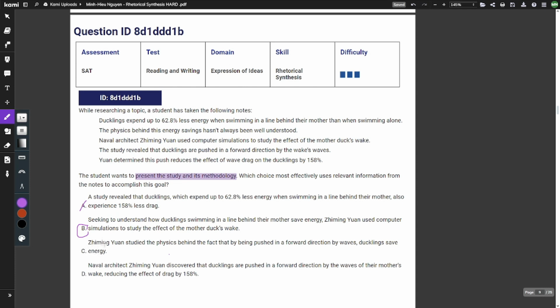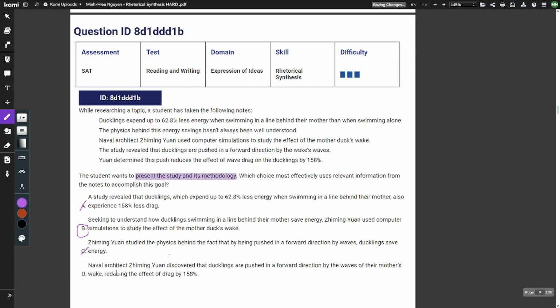C. Jiming Yuan studied the physics behind the fact that by being pushed in a forward direction by waves, ducklings save energy. Cool. It doesn't talk about what the study even is. He's studying something, but what is the study about? And it doesn't talk about how he found this out. So C is not going to be our answer.